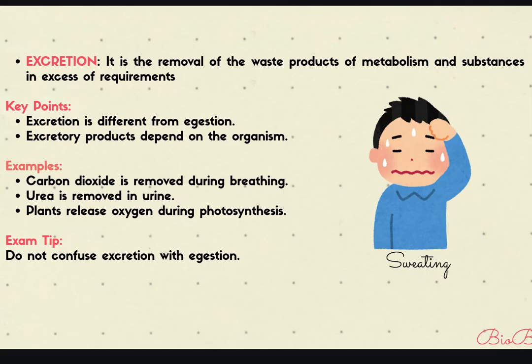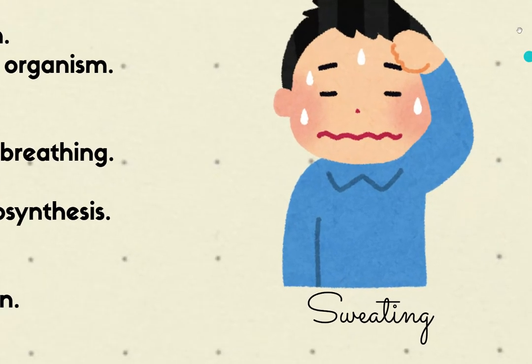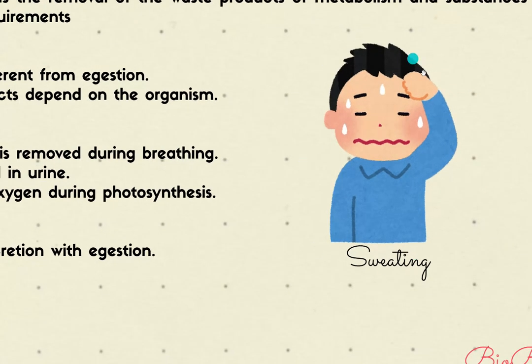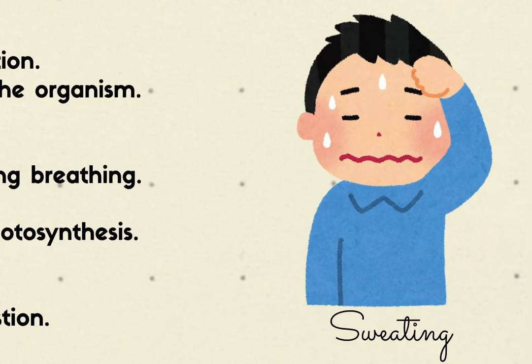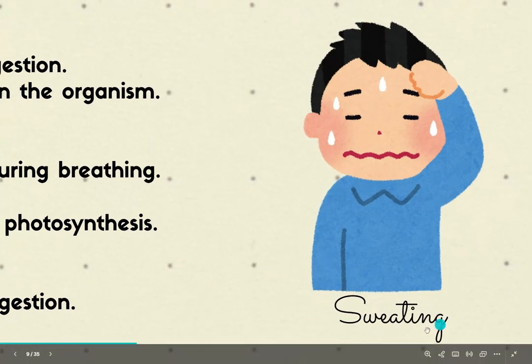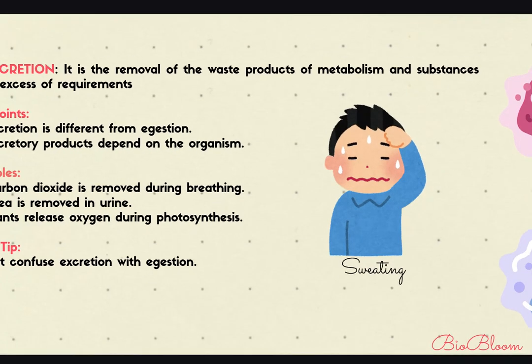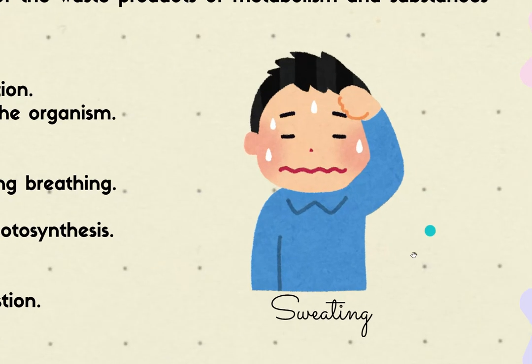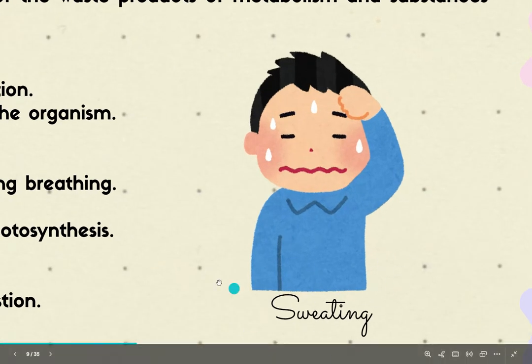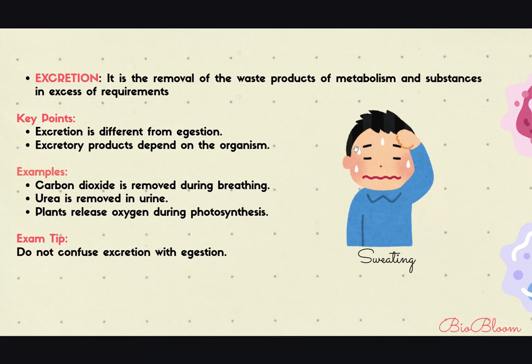And similarly, you can see this cute image of a kid over here, and it shows that the kid is sweating right now. Why have I added this pic over here? Because sweating is also excretion. Now, how is sweating excretion? Because when you are sweating, you're basically excreting out all your excess salts and water. So all of these are also metabolic waste products, right? So sweating is actually also a form of excretion in our body.